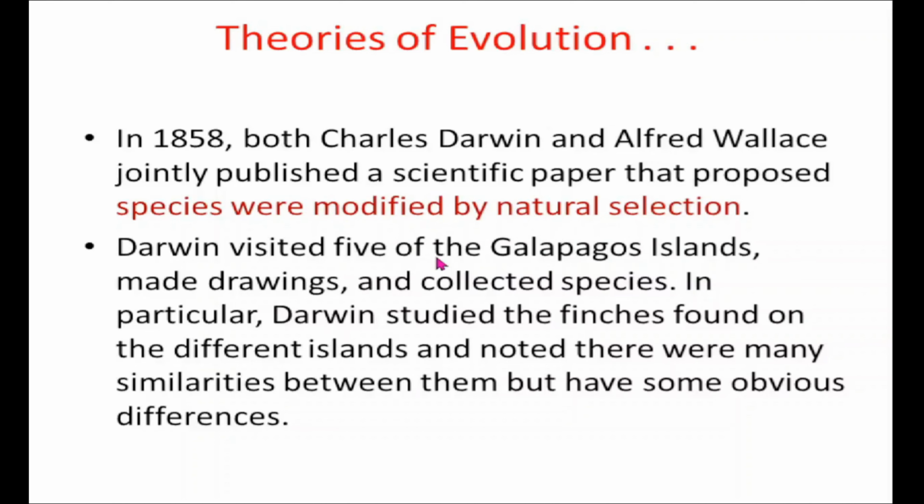Darwin visited 5 of the Galapagos Islands. These are islands around Latin America, I think. He made drawings and collected species. In particular, Darwin studied the finches. These are birds found on the different islands, from the 5 islands, and he noted there were many similarities between them. Similarities between the finches, or the birds, but also some obvious differences.